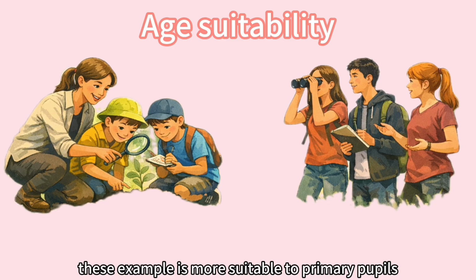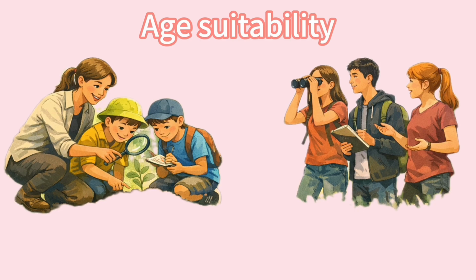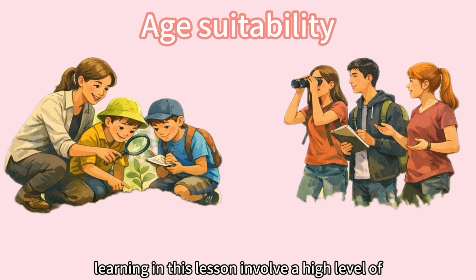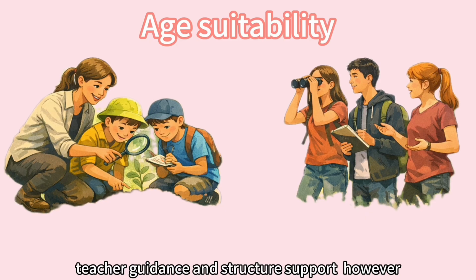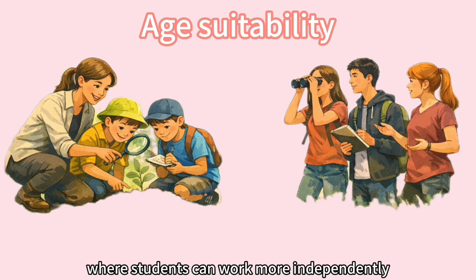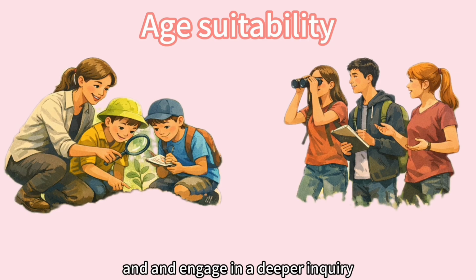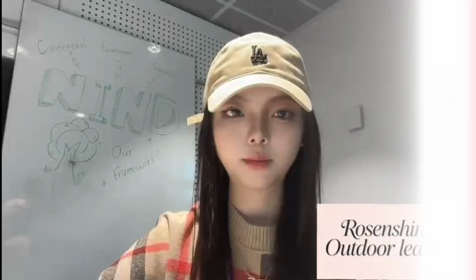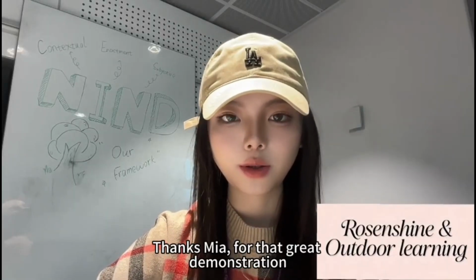Overall, this example is more suited to primary pupils because both Rosenshine and outdoor learning in this lesson involve a high level of teacher guidance and structural support. However, both pedagogies can still be adapted for older age groups, where students can work more independently and engage in a deeper inquiry. Thanks, Mia, for that great demonstration.